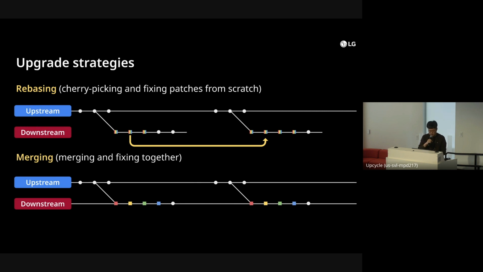So in the merging strategy, the downstream branch is connected, not divided. The main advantage is we only have to deal with changes from upstream. So we are making releases more often, and we are reducing the gap between upstream and downstream.